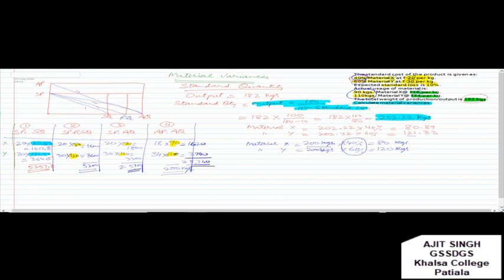Now we have calculated the four figures: standard price into standard quantity, standard price into revised standard quantity, standard price into actual quantity, and actual price into actual quantity. Now we can find out the variances.